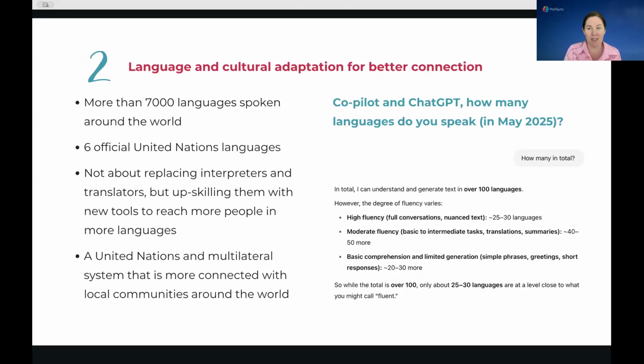I have enormous respect for interpreters and translators at the United Nations, and I firmly believe that these tools can be used by those translators and interpreters to reach more people with more languages and reach more communities around the world. So it's not about replacing jobs. It doesn't need to be. It can be about using these tools to speak more languages and reach more people, where we still need language experts to manage that properly.